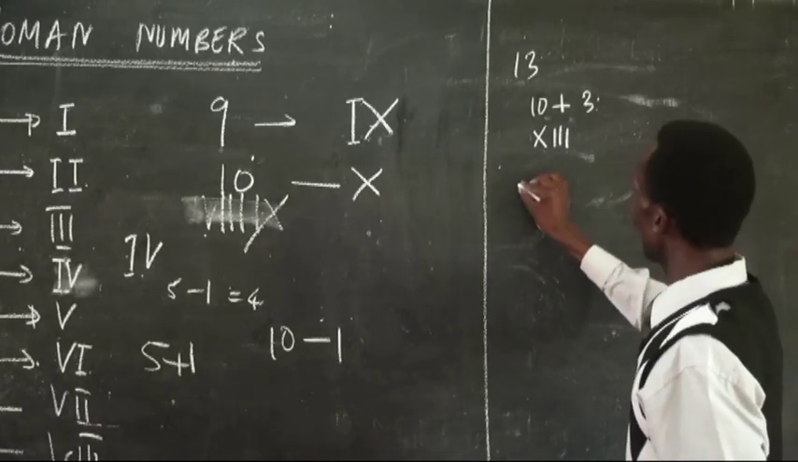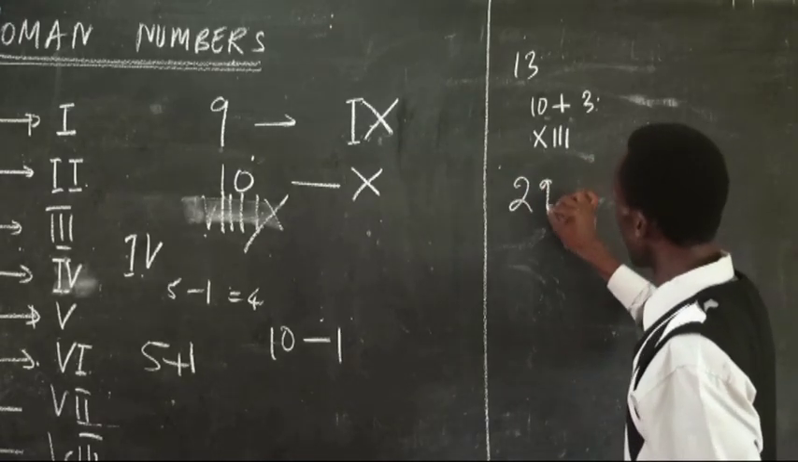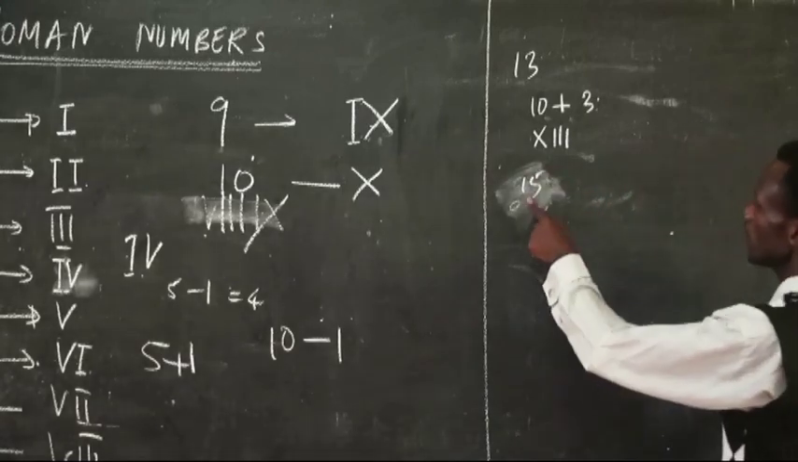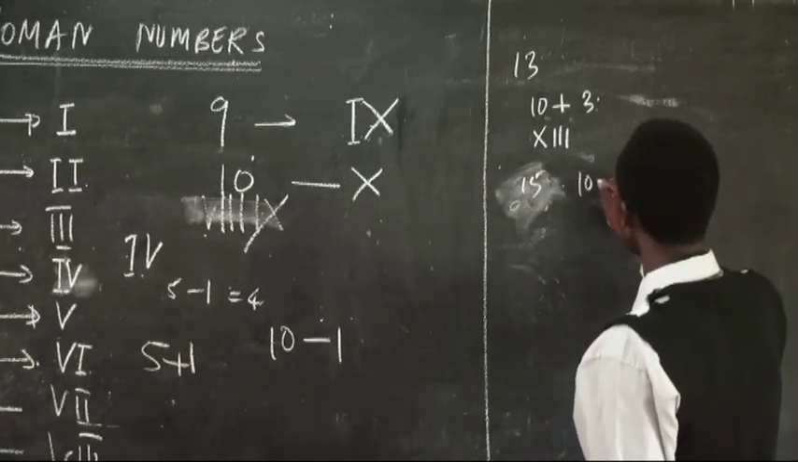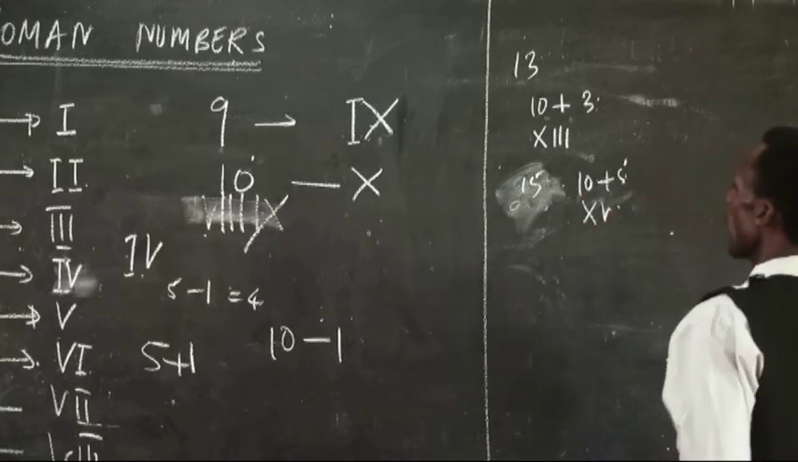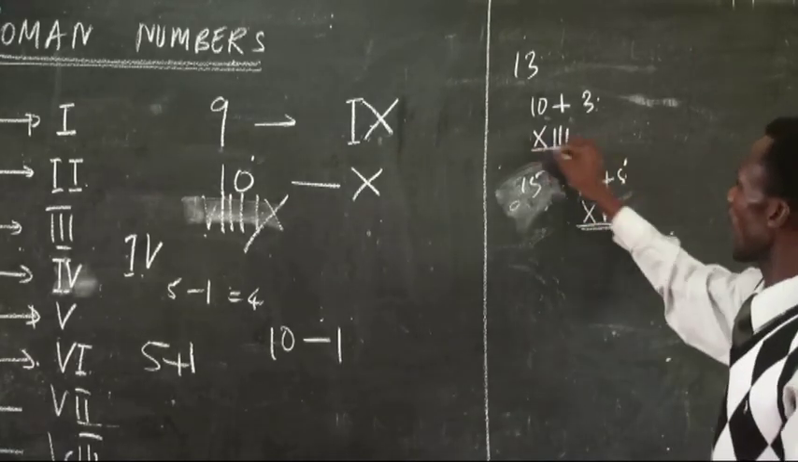Now, for example, maybe 15. 15, that is to say, it is 10 plus 5. Now 10 is X and 5 is V. Now this is how we write the Roman number.